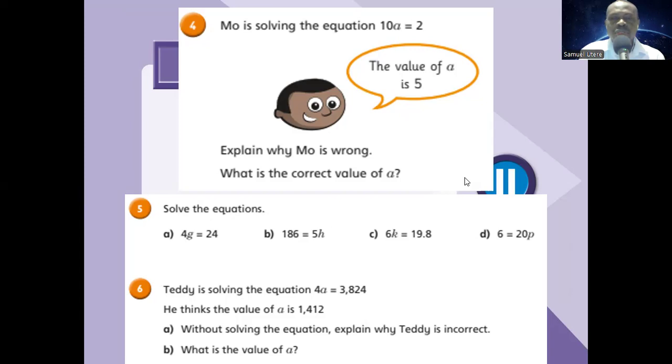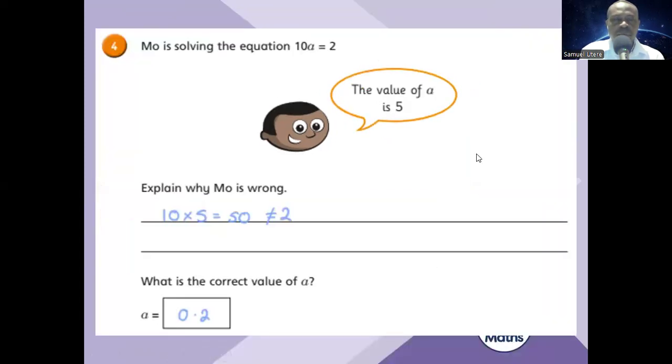Okay, assuming you've paused the video and you've really thought about what you're doing, you've worked through the questions, here are the answers. Let's discuss them. Here, Mo is solving the equation 10a is equal to 2. Mo quickly rushed and said, the value of a is 5. Is Mo right? No, obviously not.